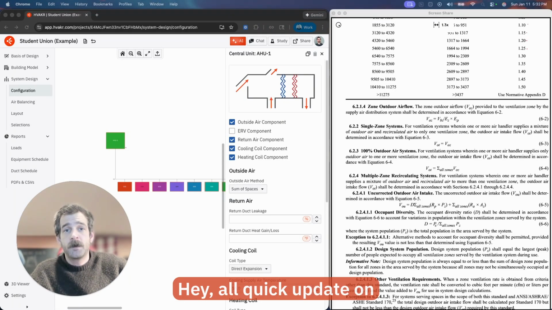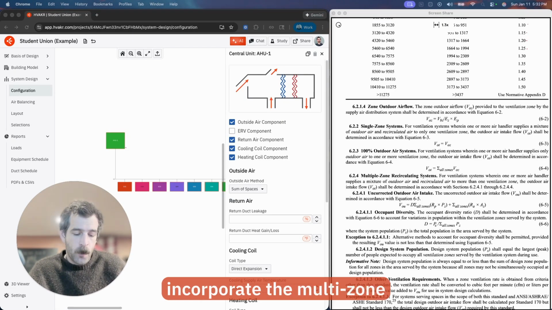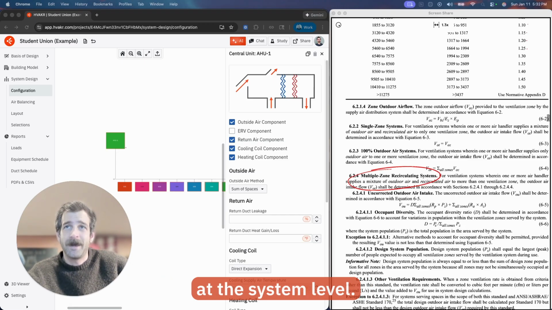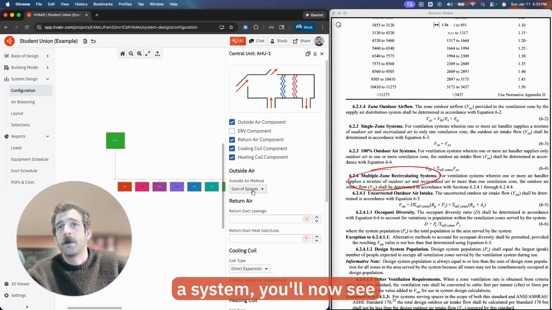Hey all, quick update on a feature that we just rolled out. We now incorporate the multi-zone method into determining your outside air intake at the system level. So in HVAKR, when configuring a system, you'll now see the option for multi-zone in determining your outside air intake.